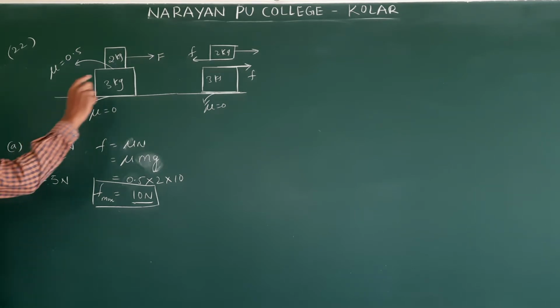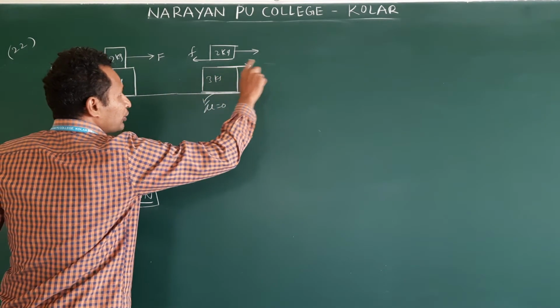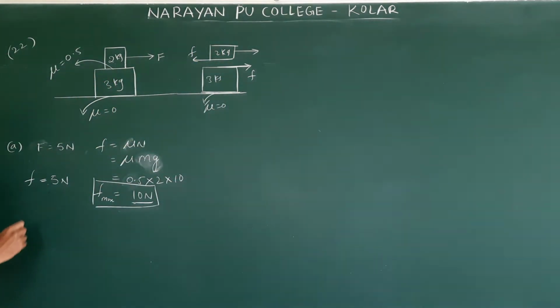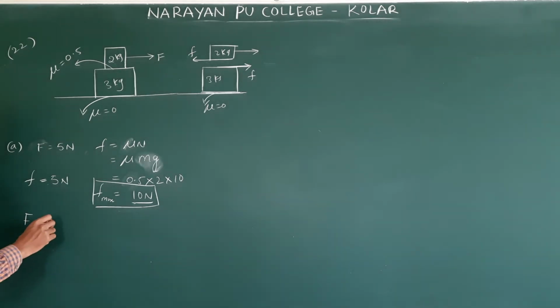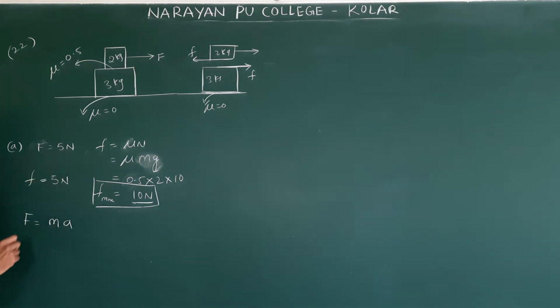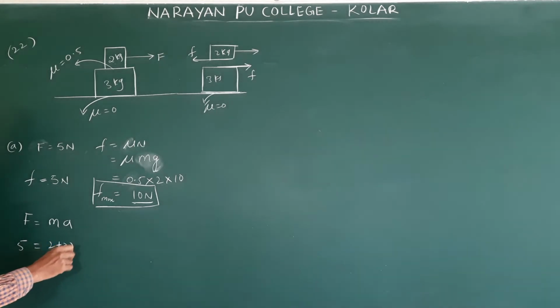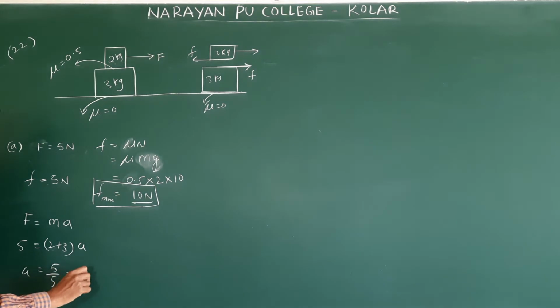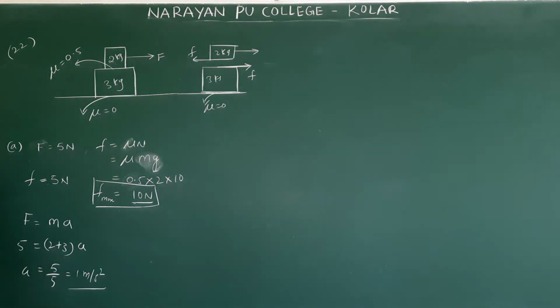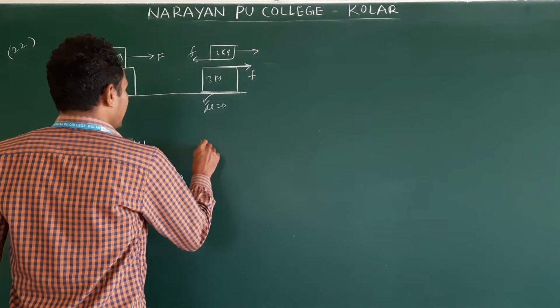Now, what is the force acting? 5 newtons on the total system. So F is equal to total mass times a. F is equal to ma, where m represents the total mass. What is the force acting? 5 newtons. Then the total mass is 2 plus 3, times a. a is equal to 5 by 5, that is 1 meter per second squared. Clear? Understand?